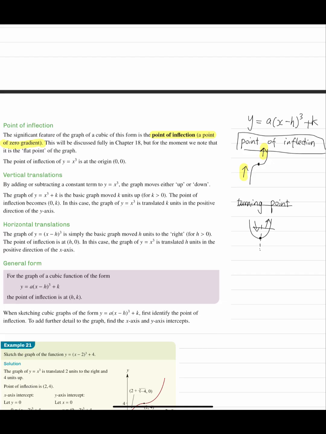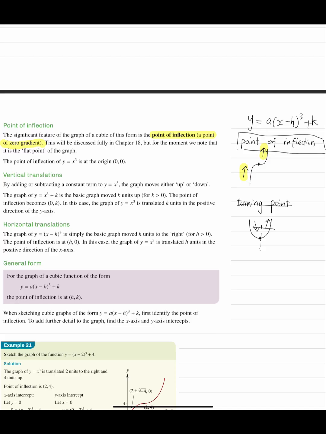But for the transformation, I skip this part because it is no different from the quadratic transformation. You can have a read yourself if you are not too sure. I'm going to just explain the general form here. As I showed you, this general form is not called the turning point form, but if you would like, you can call it the point of inflection form, as the coordinates h and k give the point of inflection, not the turning point.